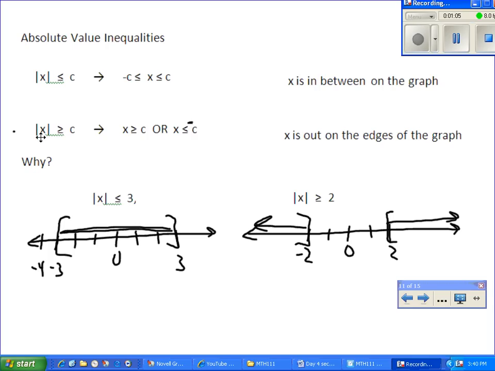Whereas if the absolute value of x is greater than or equal to a constant, that means we've got an or situation. Either x is greater than or equal to that constant, or x is less than or equal to the opposite of that constant. Both of these are assuming the constant is a positive number. So again, if the absolute value is greater than or equal to 2, that means we either want the numbers bigger than 2 or the numbers smaller than -2. So again, if we take -4 here, the absolute value of -4 is +4, and +4 is greater than or equal to 2, so it meets the condition.